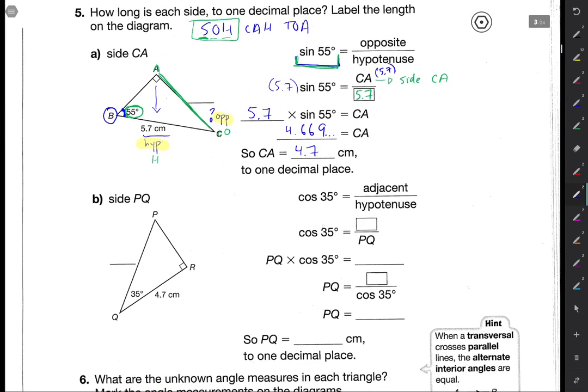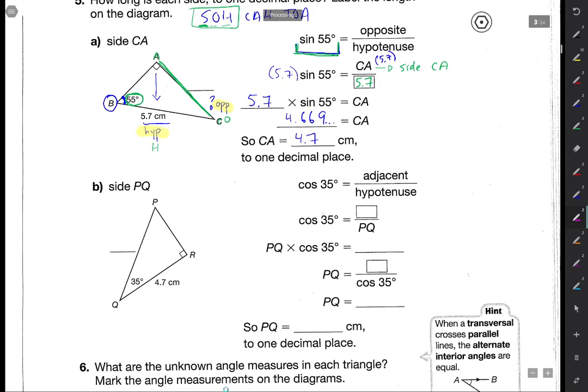Now in B, we need to solve for side PQ. So that's this side. And they gave us this angle down here. So they gave us angle Q. So we're going to be working from that angle. Now, if we look at the side, we're missing this side here. We're missing the hypotenuse because it's right across from our right angle. And then they give us the side that's right beside angle Q. So that would be considered the adjacent side.